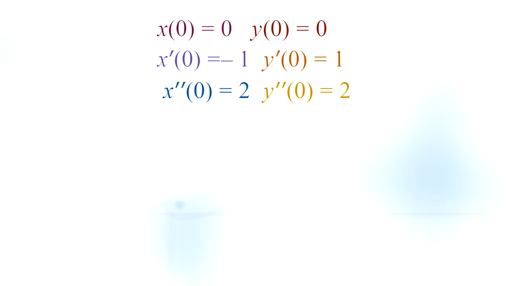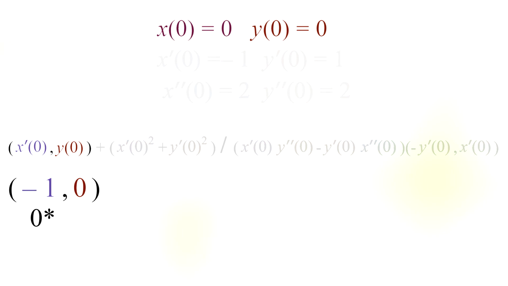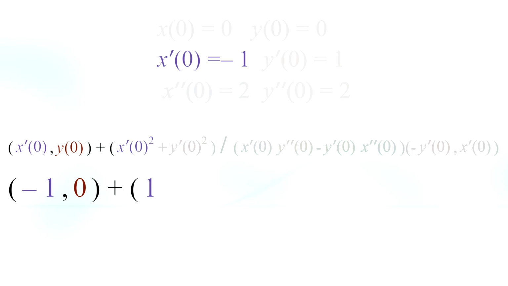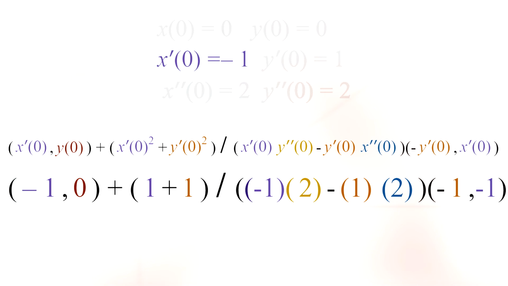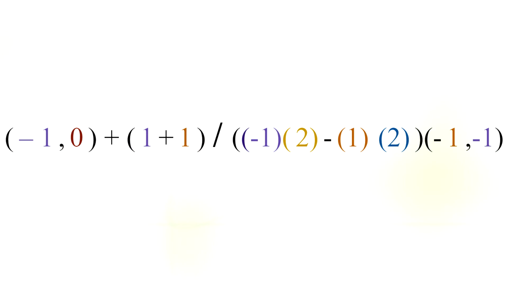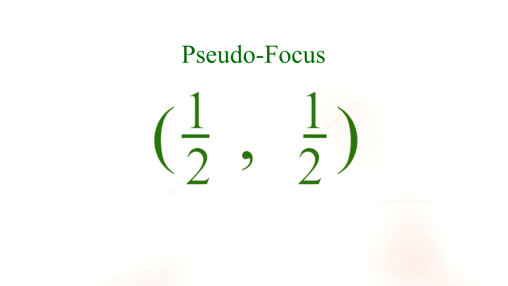With our acquired values, we then plug them into their corresponding functions, where we get (0, 0) plus 1 all over -1 times 2 minus 1 times 2, times the coordinate (-1, -1). Doing the quick simplifications, we end up with (1/2, 1/2), and (1/2, 1/2) acts as the pseudo-focus of our rotated parabola.